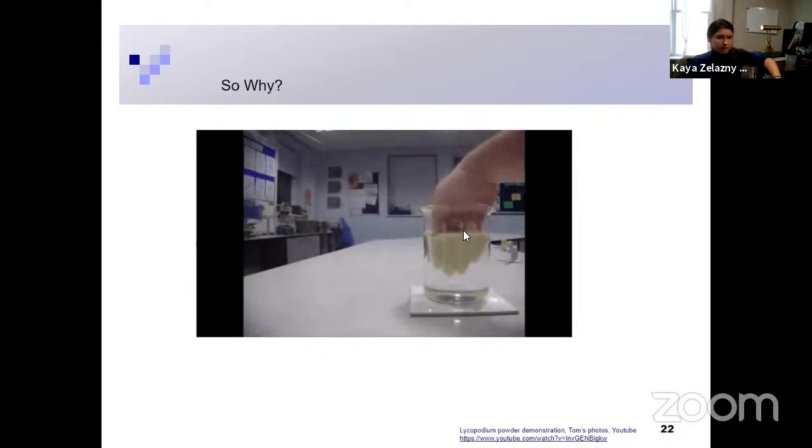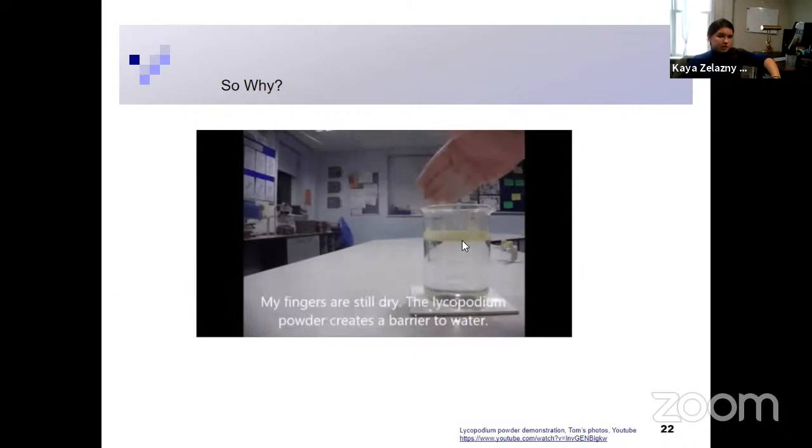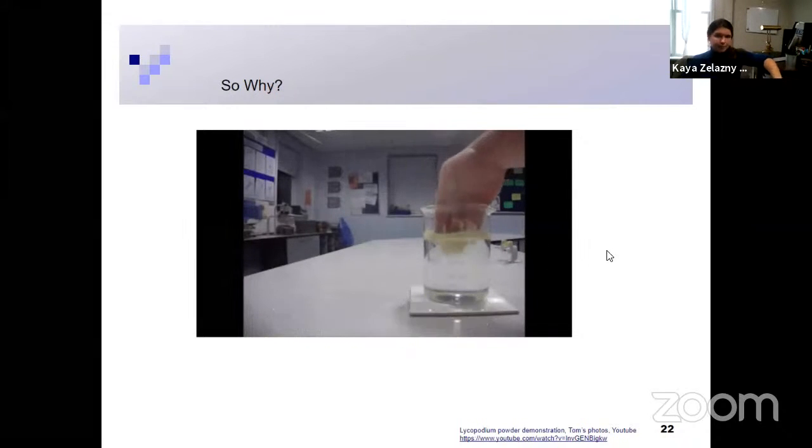Okay, so that's why you can't get through. Right? They really, really don't want to mix with the water. And that's going to be important eventually when we start to talk about how our cell membranes work.